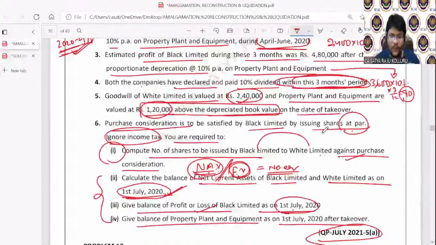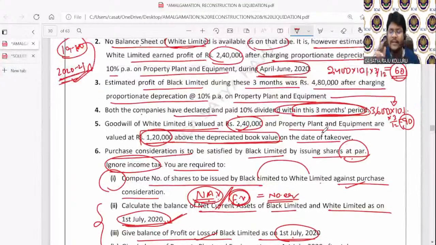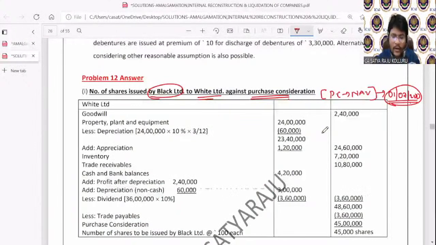But if you observe here, certain assets are taken over at agreed value, like goodwill. Property, plant and equipment is also taken over at agreed value. Except these assets, the remaining assets and remaining liabilities are taken over at book values as on 1st July 2020. So now I will start the problem with goodwill. Goodwill is 2,40,000. Am I right? One of the assets.